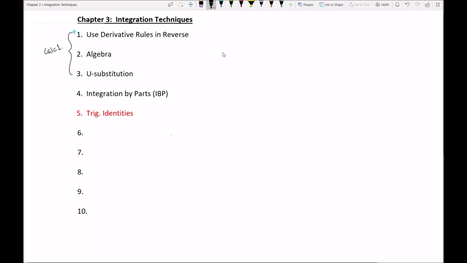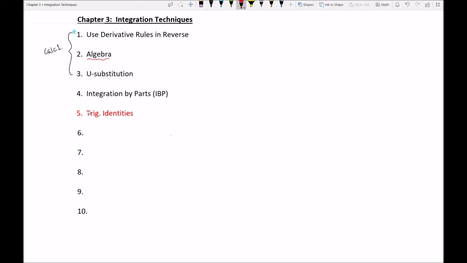As we start section 3.2, it's important to take a look back at our list of integration techniques. Now you'll see down here in red that 3.2 is all about using trig identities to help us perform integration. Trig identities are actually very similar in effect to just using basic algebra facts, and so there's a big link here between numbers 2 and 5.